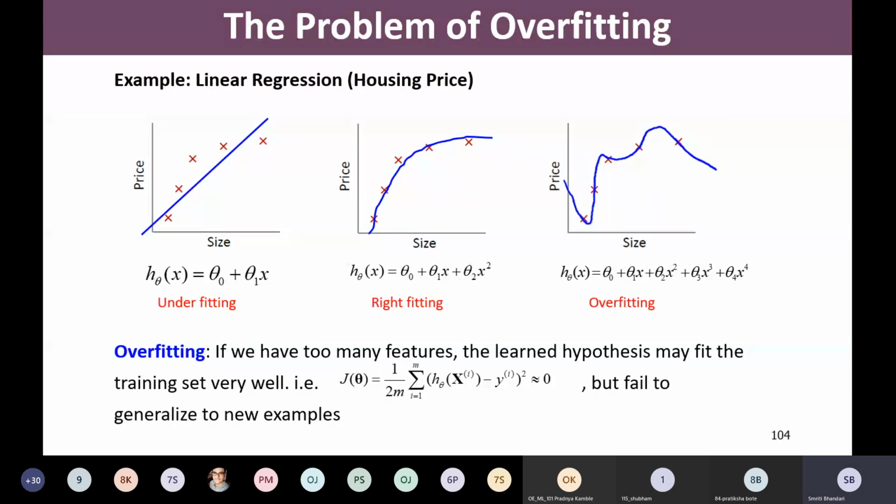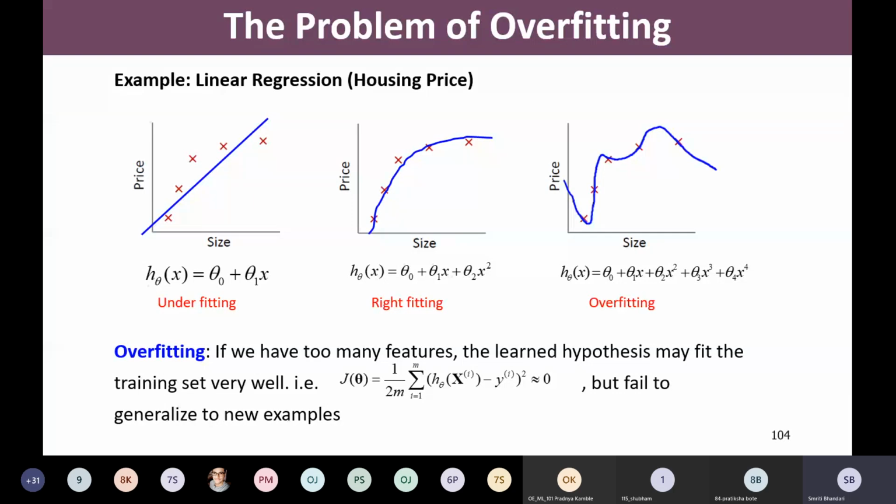We may identify when such a problem may arise. Typically we face the problem of overfitting if we are having too many features. If we are having many features, then it may happen that we come across overfitting. The learned hypothesis may fit the training set very well.